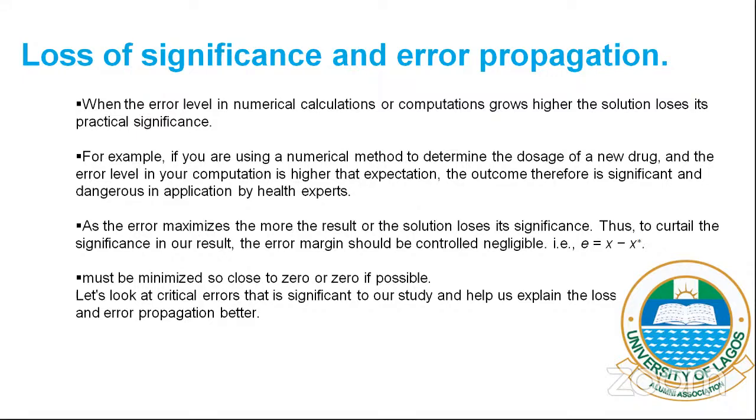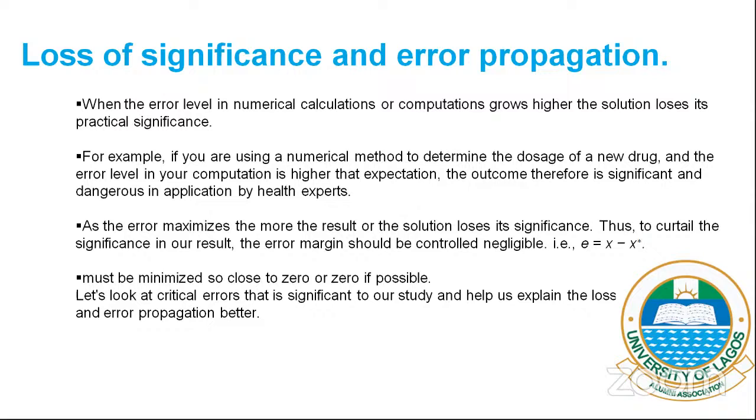Okay, so as the error maximizes, the more the result of the solution loses its significance. Thus, to control the insignificance in our results, the error margin should be controlled. That is, the error is equal to the exact solution minus the estimated solution, or the numerical solution, and must be minimized so close to zero, or zero if possible.